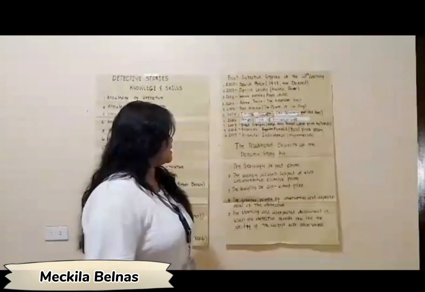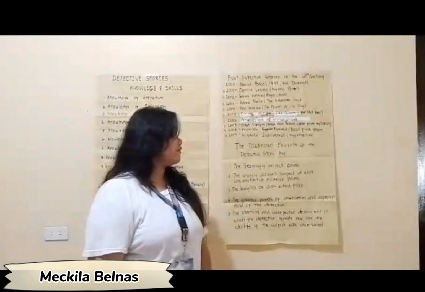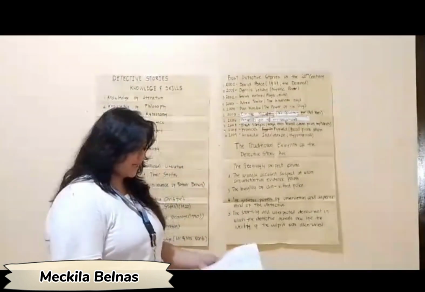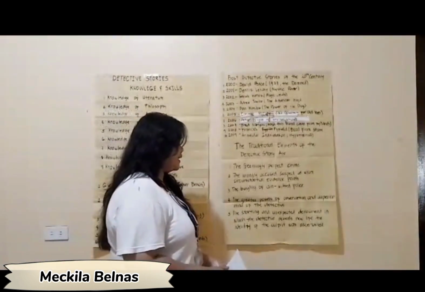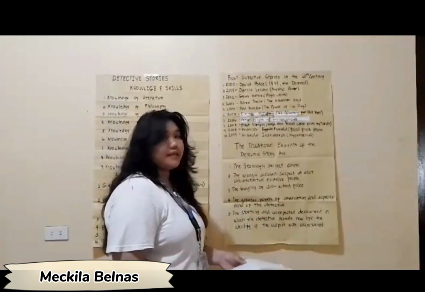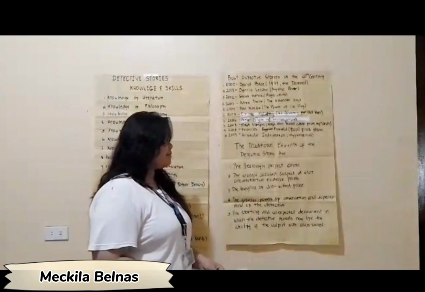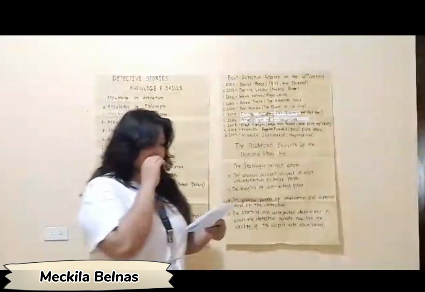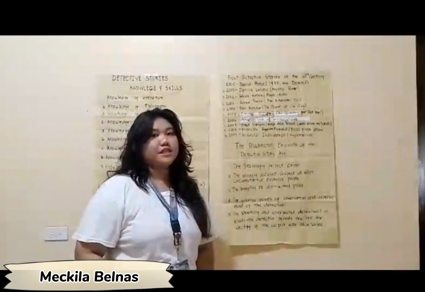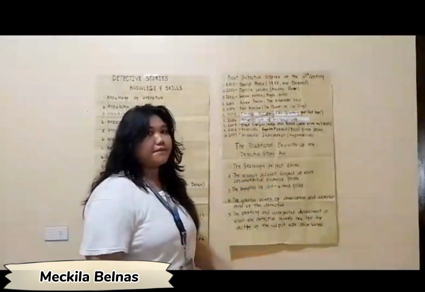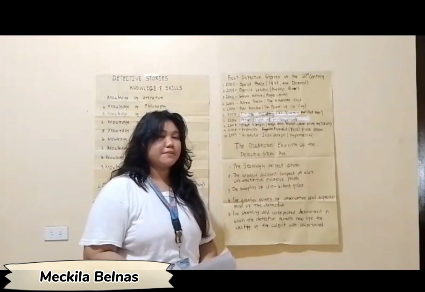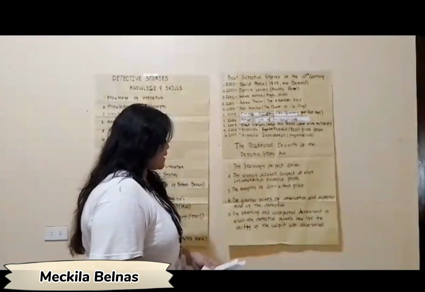The next are the traditional elements of the detective story, which has five. First is a seemingly perfect crime. The crime that you imagine in the story should be a perfect crime.